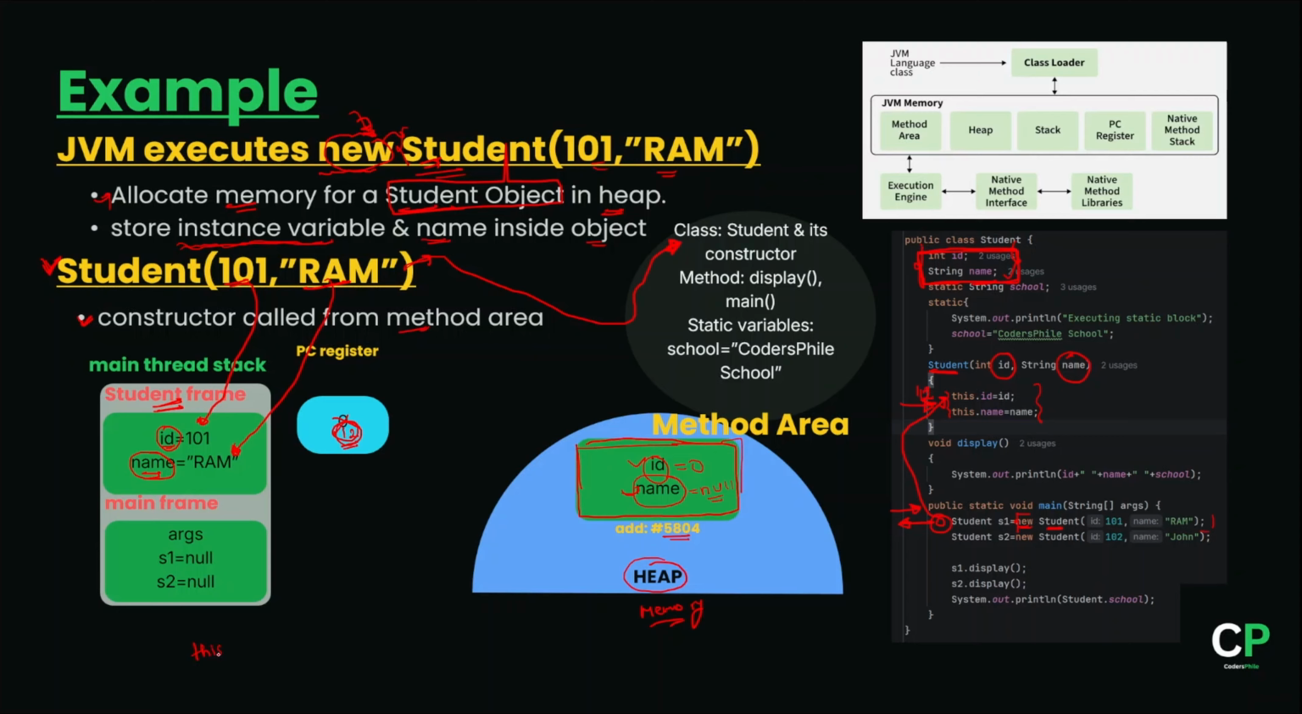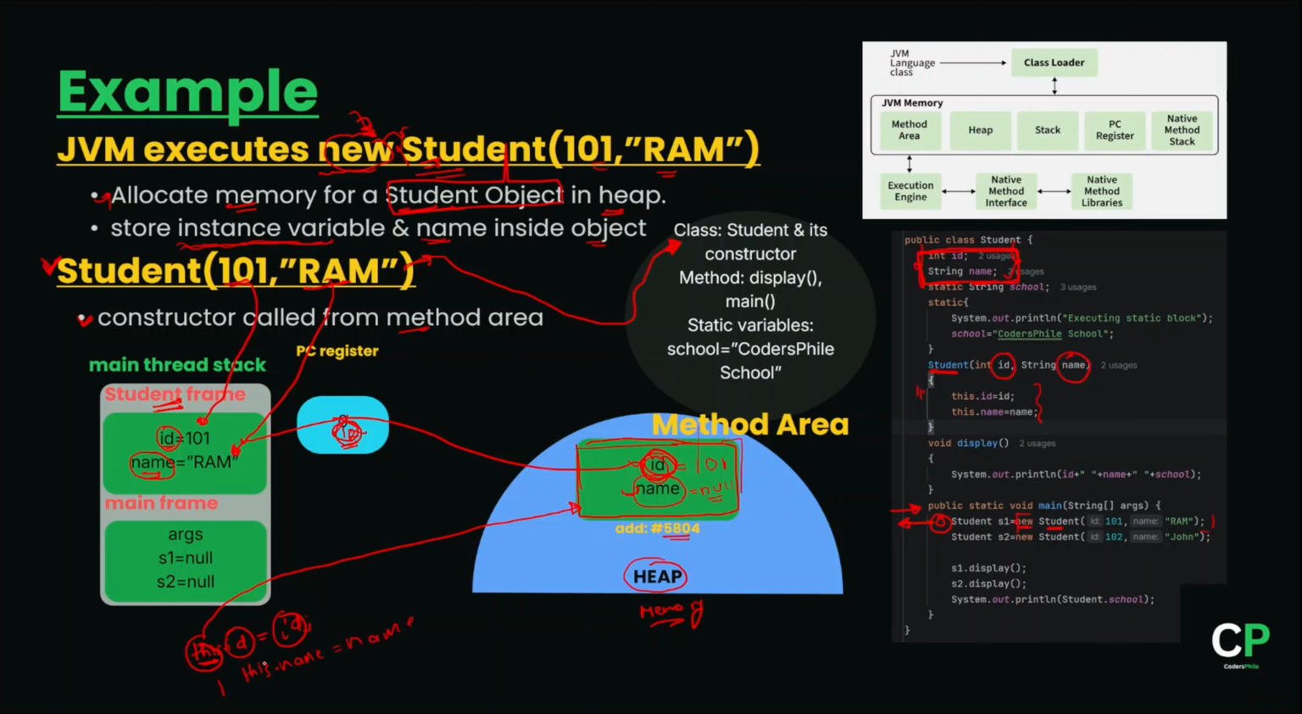And what does this mean? this.id = id. What does it mean? This keyword signifies the object in the heap. So this means the object in the heap, and this instance variable will be assigned the value of id. Now the id will be assigned 101, and after executing it, the next line will be executed. The program counter will be updated to point to the next instruction, that is this.name = name.